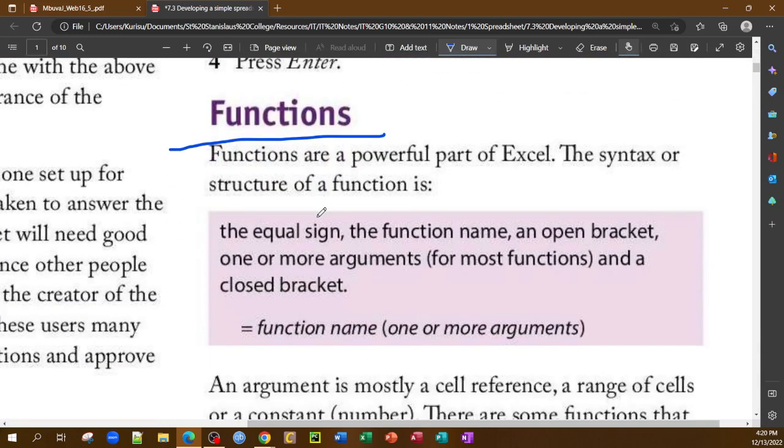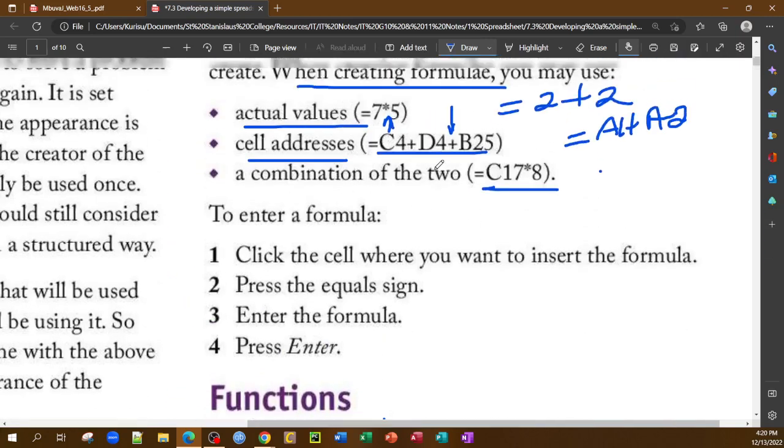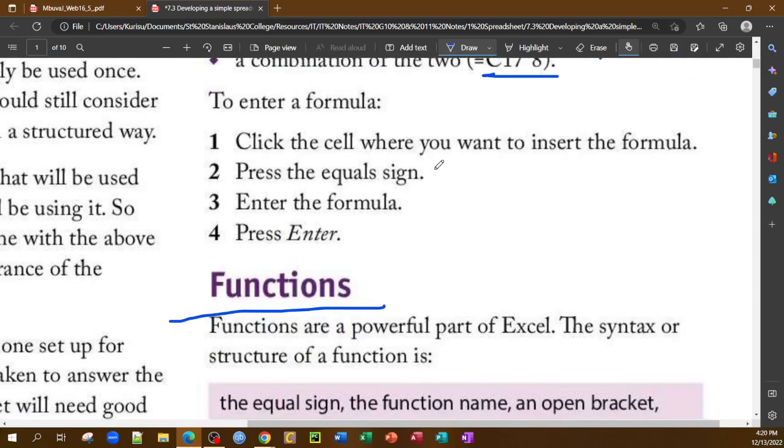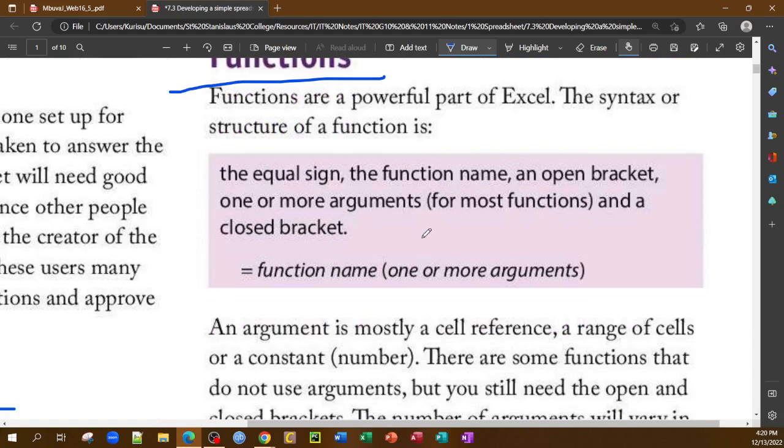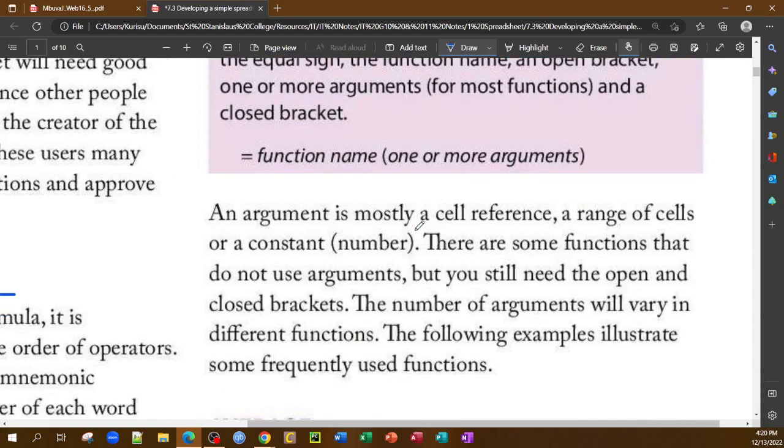Now when it comes to a function, you must remember the difference. The difference between a function and a formula is that the function already has the equation built into the system. It already has all of the signs, everything that is needed, built in. All you need to do now is to give it the value.